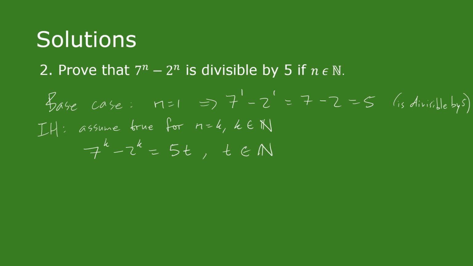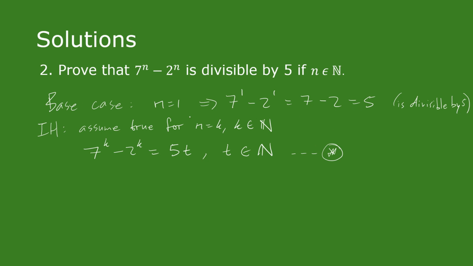So it's important to do this because we can't just say 5, it's 5t, because t could be 1, then we just have 5, t could be 2, then we have 10, 10 is also divisible by 5, 15, 20, 25, so all the multiples of 5. So 5t, where t is a natural number, covers all multiples of 5. And we're going to use this result, so let's name this equation here, equation star. So basically we're saying 7 to the power k minus 2 to the power k is equal to 5t.